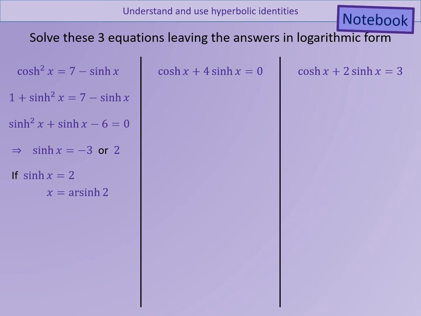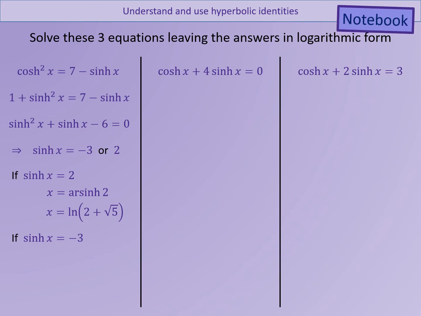We would then use the fact that x would need to be inverse sinh of 2, and then substitute x equals 2 into the formula for inverse sinh of x involving logarithms to give us x equals ln 2 plus root 5.